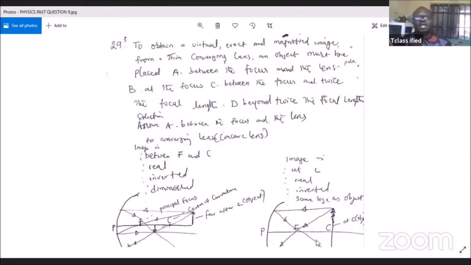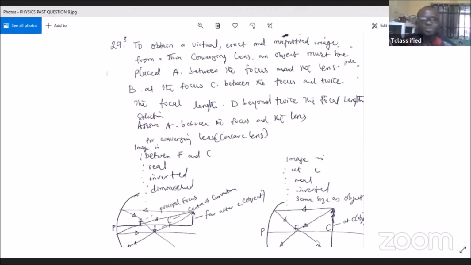To obtain a virtual, erect, and magnified image from a thin converging lens, an object must be placed: A, between the focus and the lens. In this case, the lens can also be called the pole. B, at the focus. C, between the focus and twice the focal length. D, beyond twice the focal length.